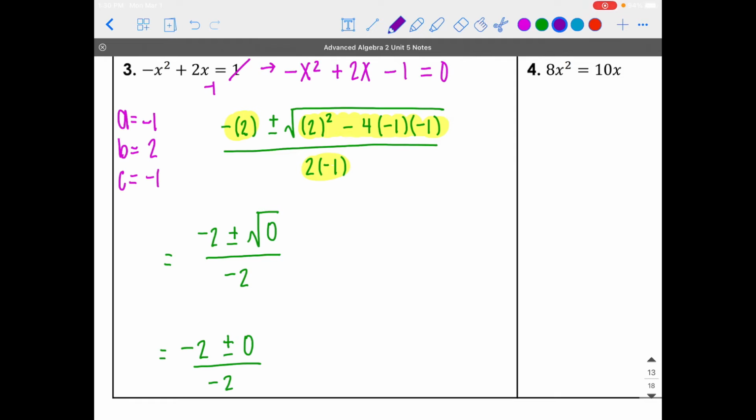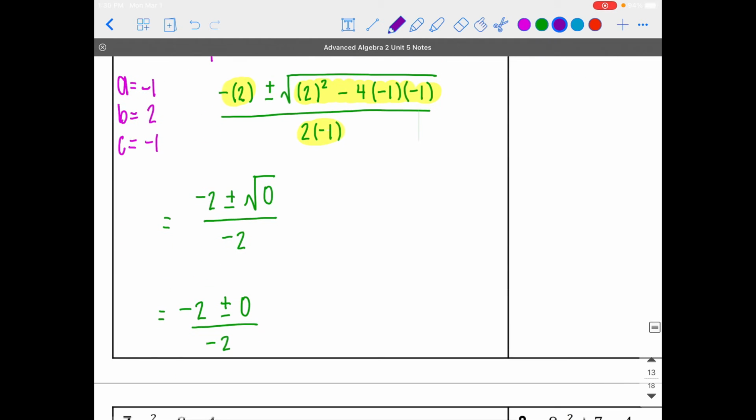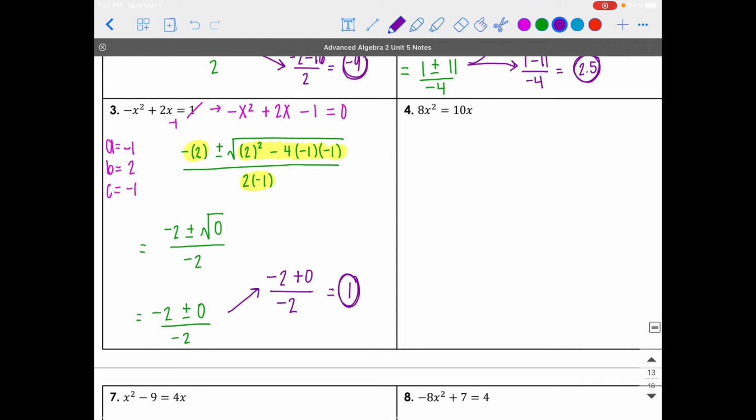So if you get a 0 there, you're not going to get a different answer regardless if you add it or subtract it. So you really don't need to do this twice. Negative 2 plus 0 divided by negative 2. If you go and do that with a minus sign, you're going to get the same answer. So this is really negative 2 divided by negative 2, which is 1. So anytime that you have just one x-intercept, remember that's where your parabola is just sitting on there. So your vertex is at this point, is at the x-intercept.